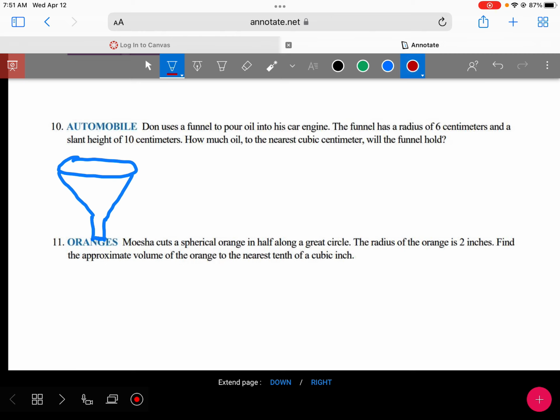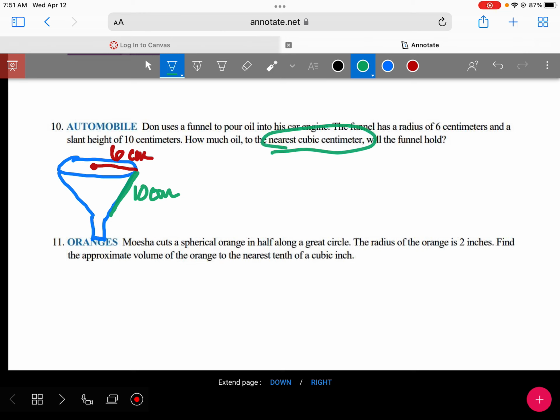Radius. Where does a radius go? From what to what, in a circle? It's going to go from the center out to the edge, right? So this is a radius of 6 centimeters and a slant height of 10 centimeters. So this is why it is helpful to draw a picture. Very helpful. How much oil to the nearest cubic centimeter will the funnel hold?